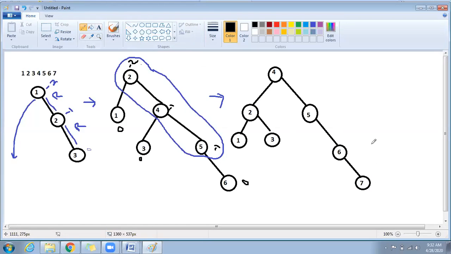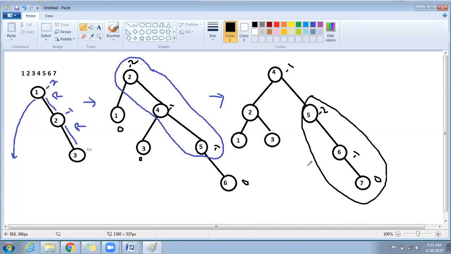This node's balancing factor is 0, this node's is -1, this node's is -2, and this node's is -1, and the others are 0. So I have to consider here, two levels down. These 3 elements I have to consider now. I'm checking this pattern, so what do I have to do? Left rotation. I have to do left rotation.